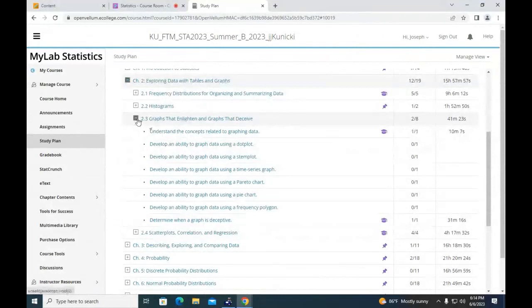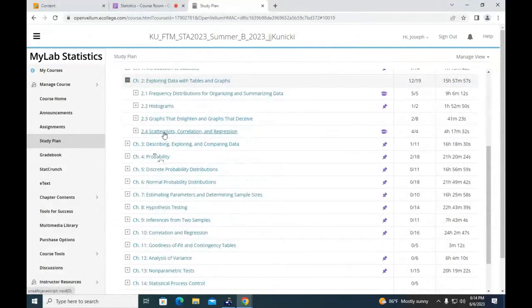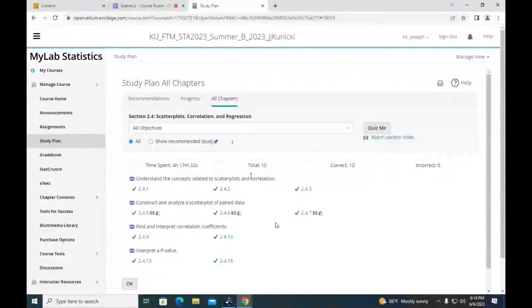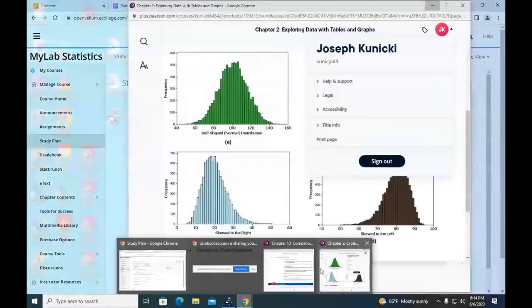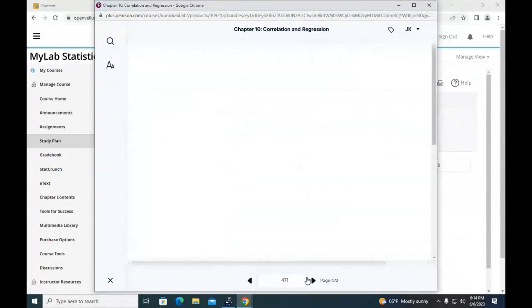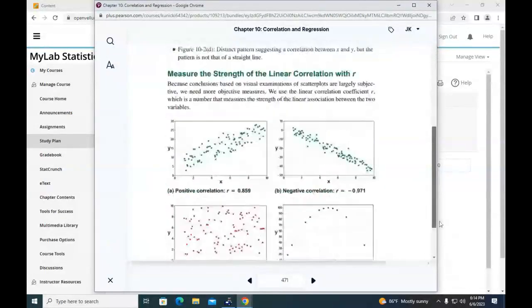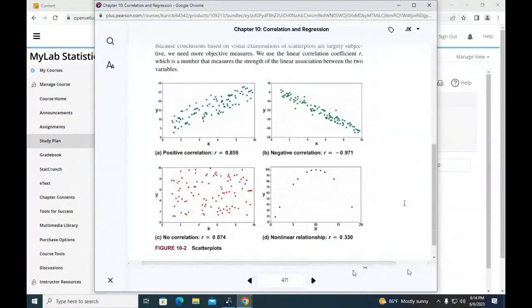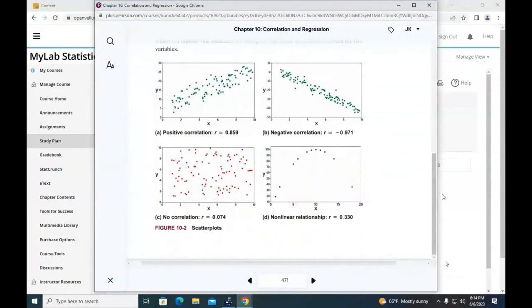scatter plots, correlation, and regression. So let me show you what a scatter plot looks like. I think you know what a scatter plot looks like. These are scatter plots. Okay? So what we're dealing with here is bivariate data. The data points are ordered pairs in the plane. So you have x and y related.